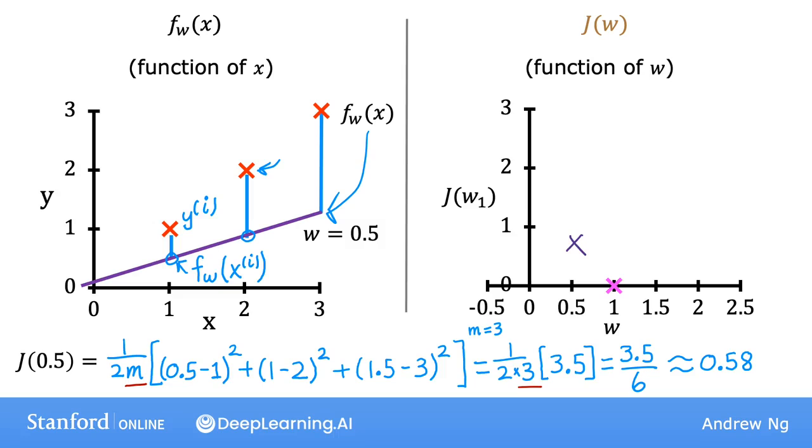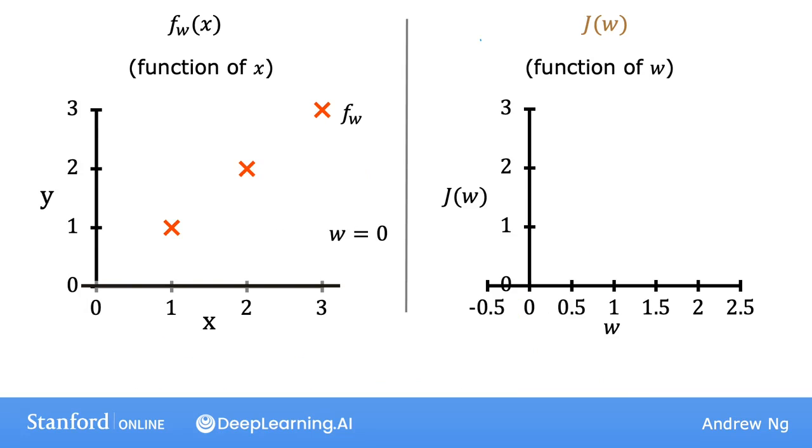Okay? Now let's try one more value for w. How about if w equals 0? What do the graphs for f and j look like when w is equal to 0? It turns out that if w is equal to 0, then f of x is just this horizontal line that is exactly on the x-axis.